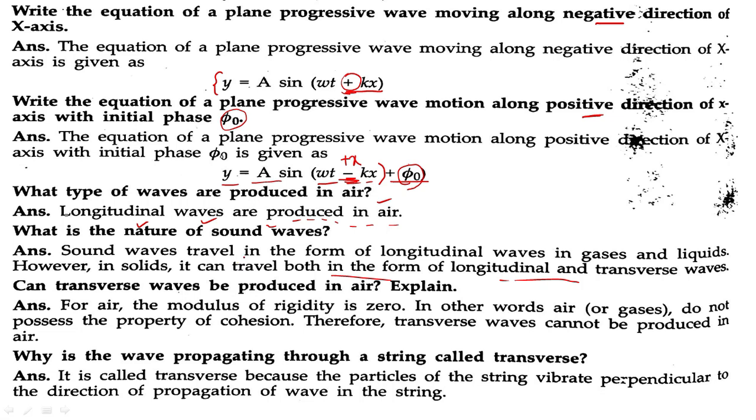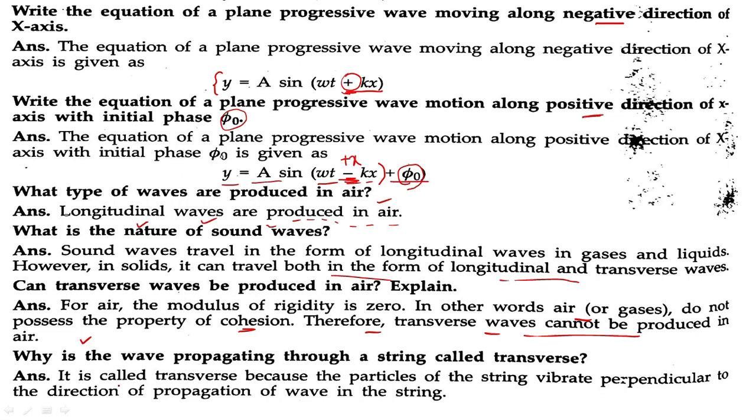Can transverse waves be produced in air? For air, the modulus of rigidity is 0. Rigidity modulus is a part of elasticity. In other words, air or gases don't possess the property of cohesion. Cohesion means sticking together, cohesive force. Therefore, transverse waves cannot be produced in air.